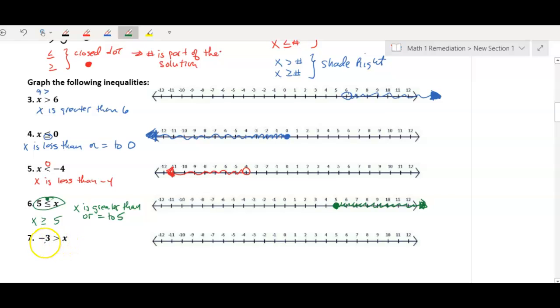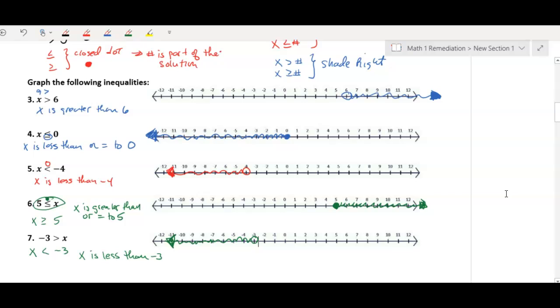Number 7, x is less than -3. We want to rewrite this one, x on the left, -3 on the right. The alligator is eating -3, so we keep it eating -3. And now we read this as x is less than -3. Because we're not equal to, we know we have an open dot on -3. And less than means we shade to the left.